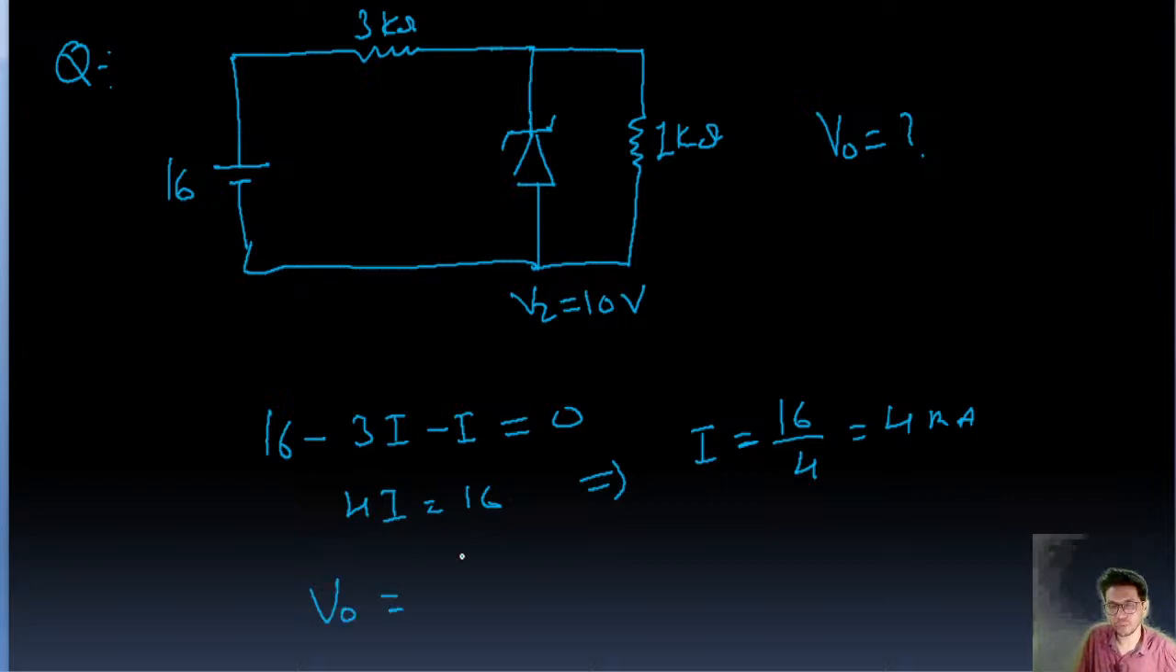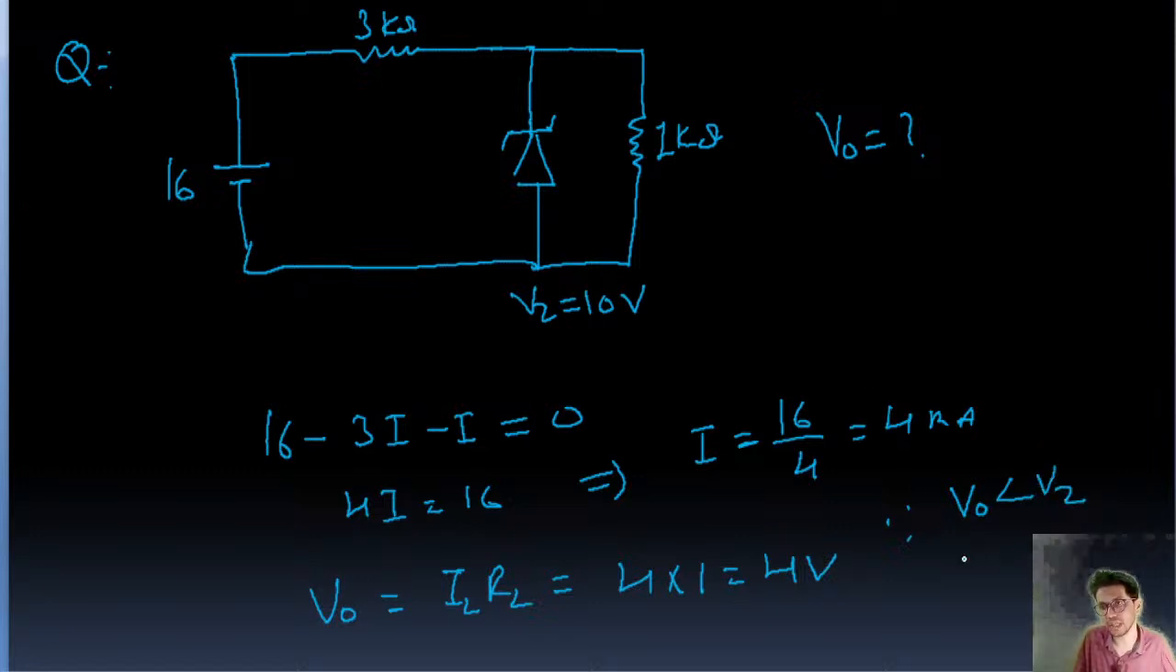So from here we can find V naught. V naught is going to be IL into RL, right? IL is the same current, 4, into RL is 1, that is 4 volt. 4 volt means this is V naught, and if we compare, V naught is less than Vz, means diode is off. Okay, since V naught is less than Vz, this is 4 and this is 10, right? This means diode is off.